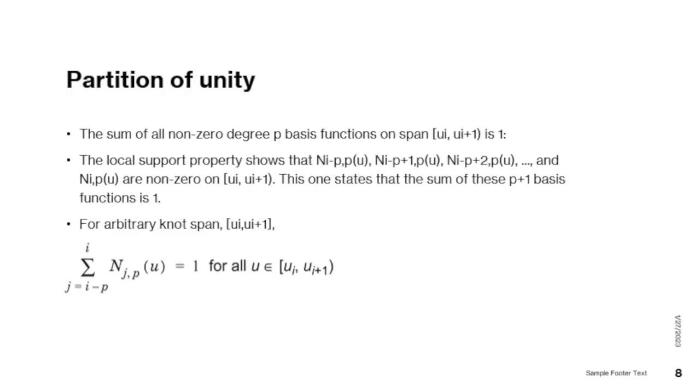And one more property of B-spline is partition of unity. This property says that the sum of all non-zero degree p basis functions on a span u_i to u_{i+1} is 1. We already saw in the previous property that all the basis functions are non-negative on a particular span u_i to u_{i+1}. And this property, partition of unity, states that the sum of all these basis functions is 1.